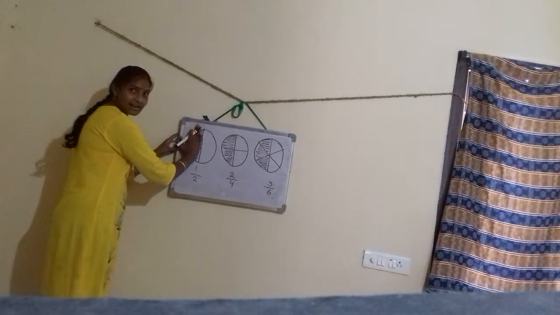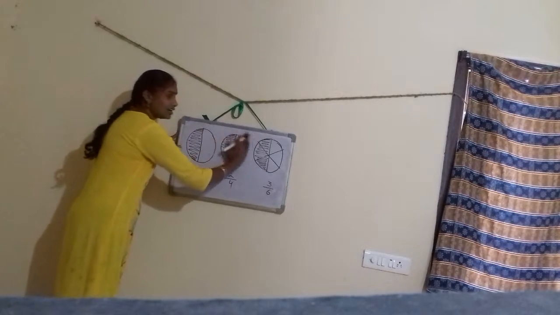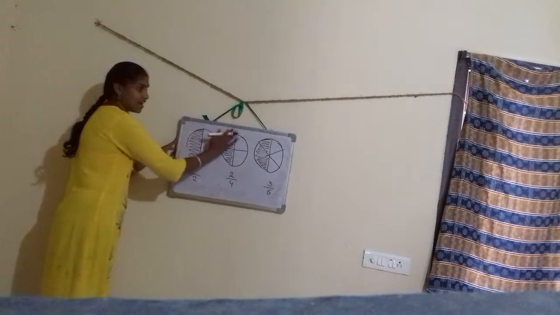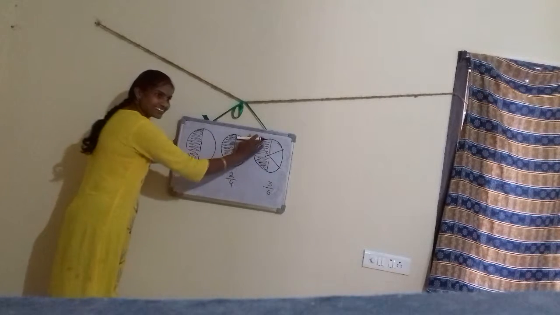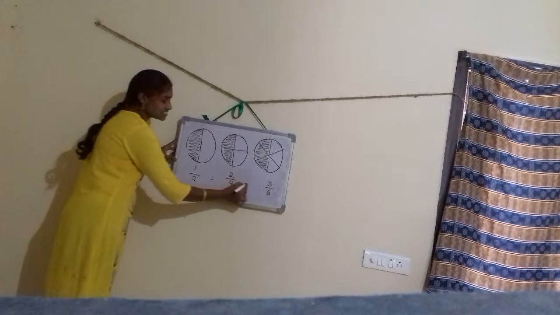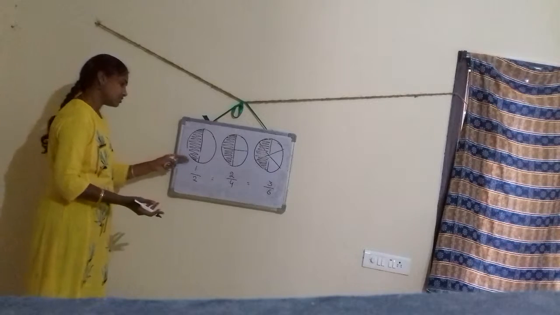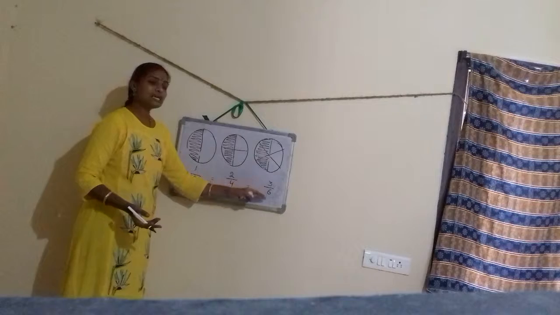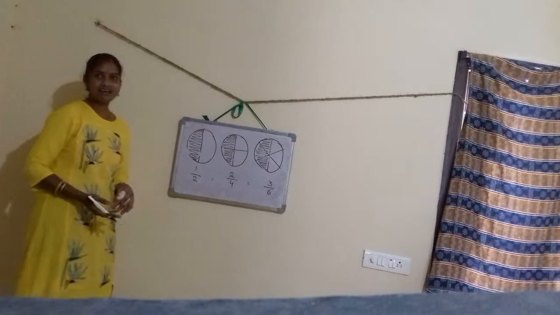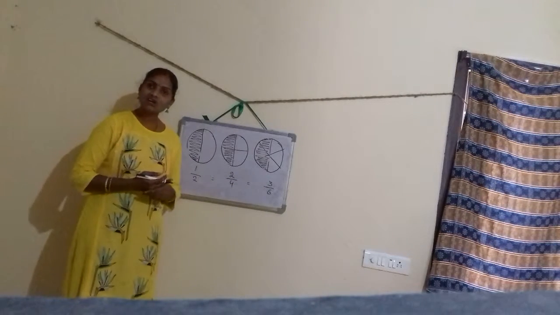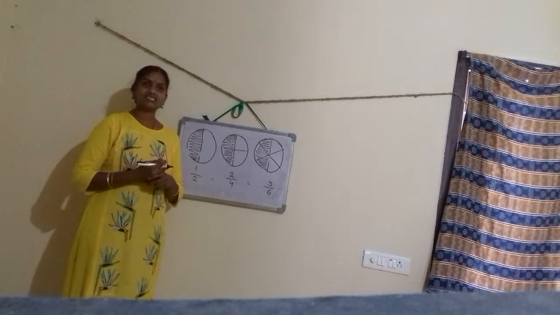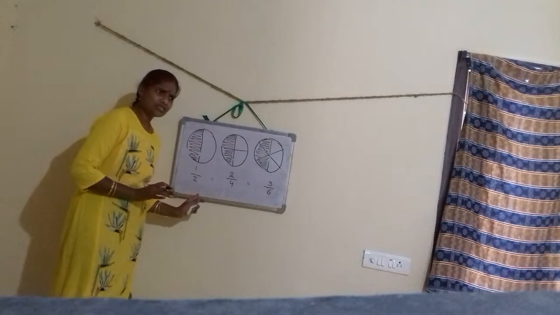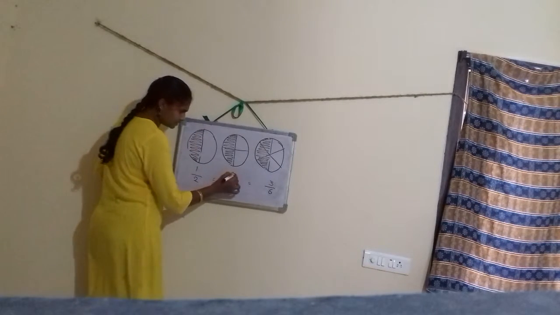Here the same part of a whole makes them equivalent. Just now I told you, it is the half part. So these fractions are all equal. We represent it as 1 by 2 equals 2 by 4 equals 3 by 6. All these fractions are equal. These fractions are called equivalent fractions, since the value does not change. Shall we do it in the simplest form?